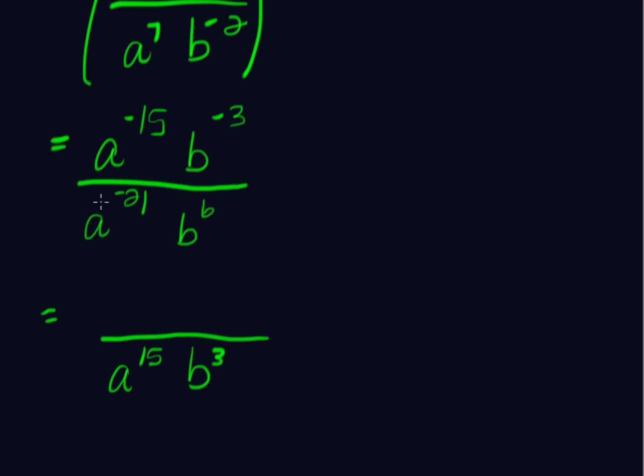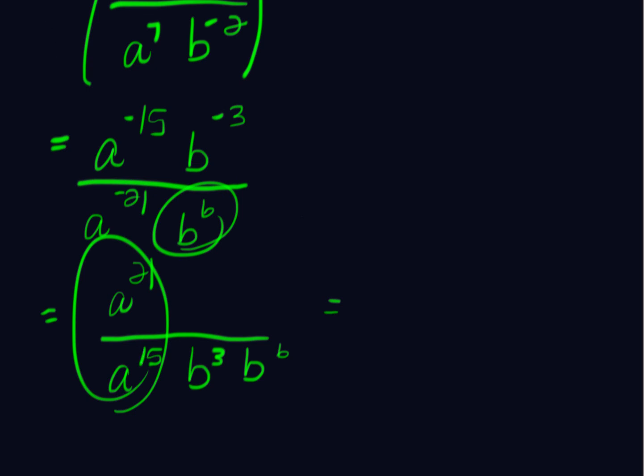So now let's look at the denominator. If I have a to the negative 21, I can move it to the numerator and it becomes positive. But b to the 6th was already positive, so I put it back in the denominator. All of my exponents are now positive, so I'm actually going to use a product rule and a quotient rule to simplify the expression even further.